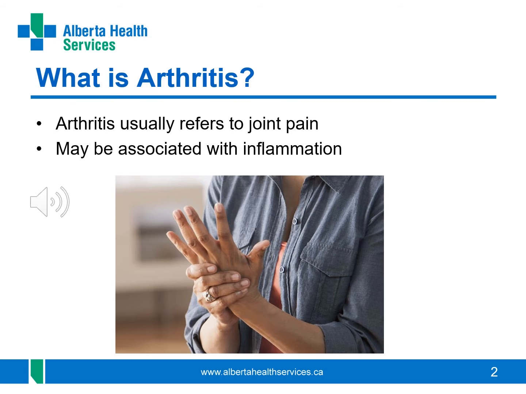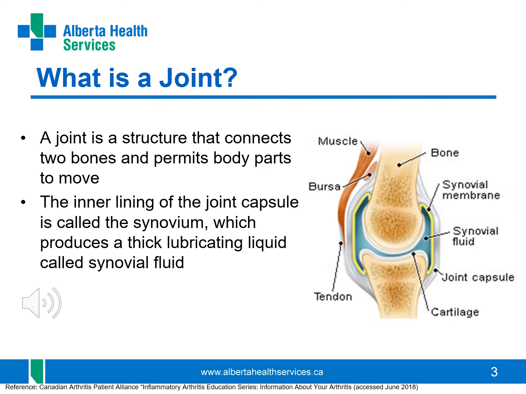The first part of the word, arth, means joint, and the last part of the word, itis, means inflammation. However, as we will learn, not all types of arthritis are a result of inflammation. So what is a joint? A joint is a structure that connects bones and permits body parts to move. Examples include wrists, elbows, shoulders, and knees.